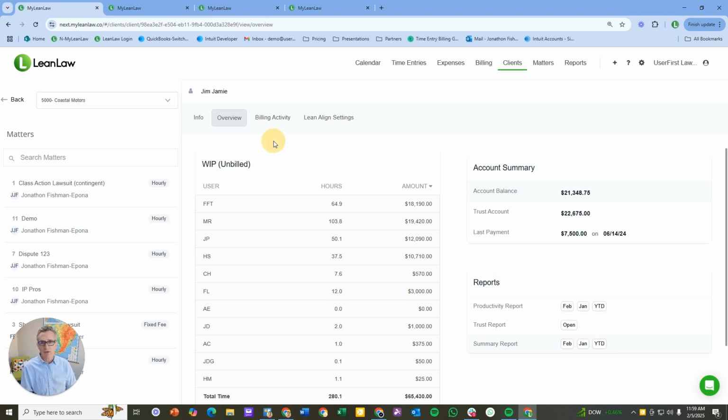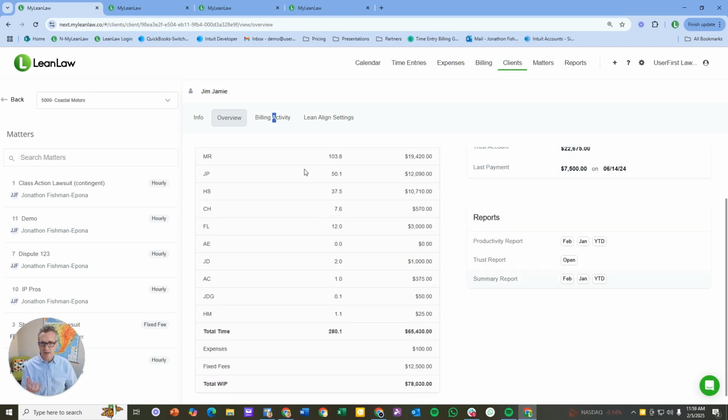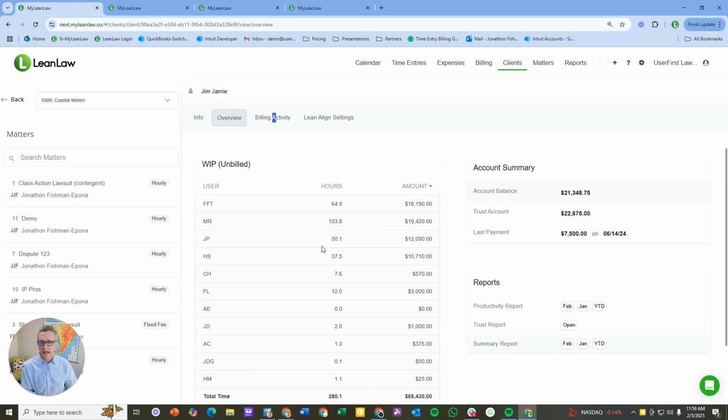Now, if the client were to call you and you need to know something about a bill or a payment, all of the billing activity is highlighted under billing activity and visible to you. So in one click, we understand exactly financially what's happening at the client level. If I click into any of these matters, I'll see the same data at the matter level.